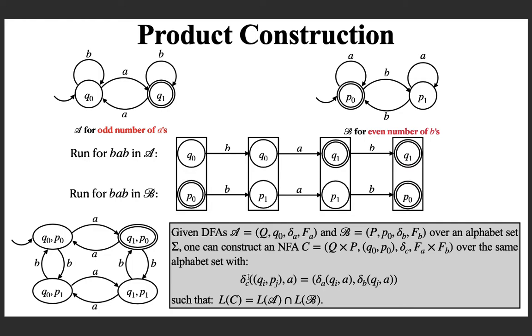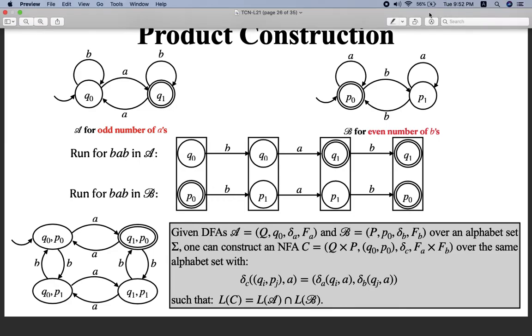So that's it, and now let us see how you define the transition function here. If you want to see from Q0 P0 on A where you go, you see here on A where you go, that is delta A of Q0 comma A. That's exactly what I said, delta A of Qi comma A. Similarly here you say delta B of P0 comma A, that is delta B of the second state. Sorry, there is a typo, it should be Pj. Maybe I can change it.